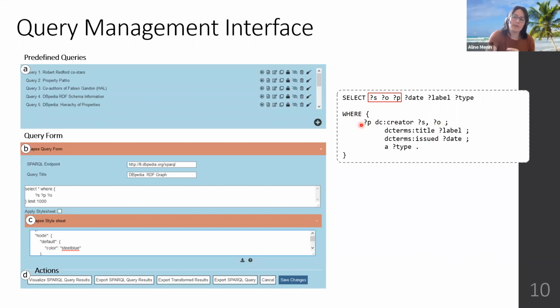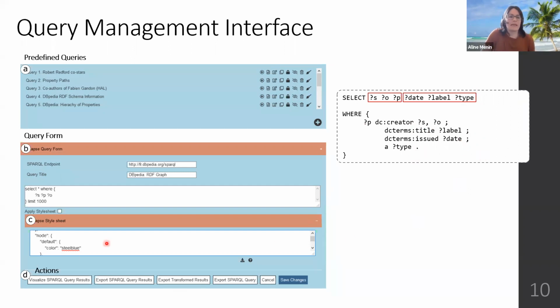And then we can also give some optional variables to describe the edge, or in this case, the publication. So we have date, in this case the publication date, the label, which in our case is the title of the publication, and the type, which will be like conference or journal articles.